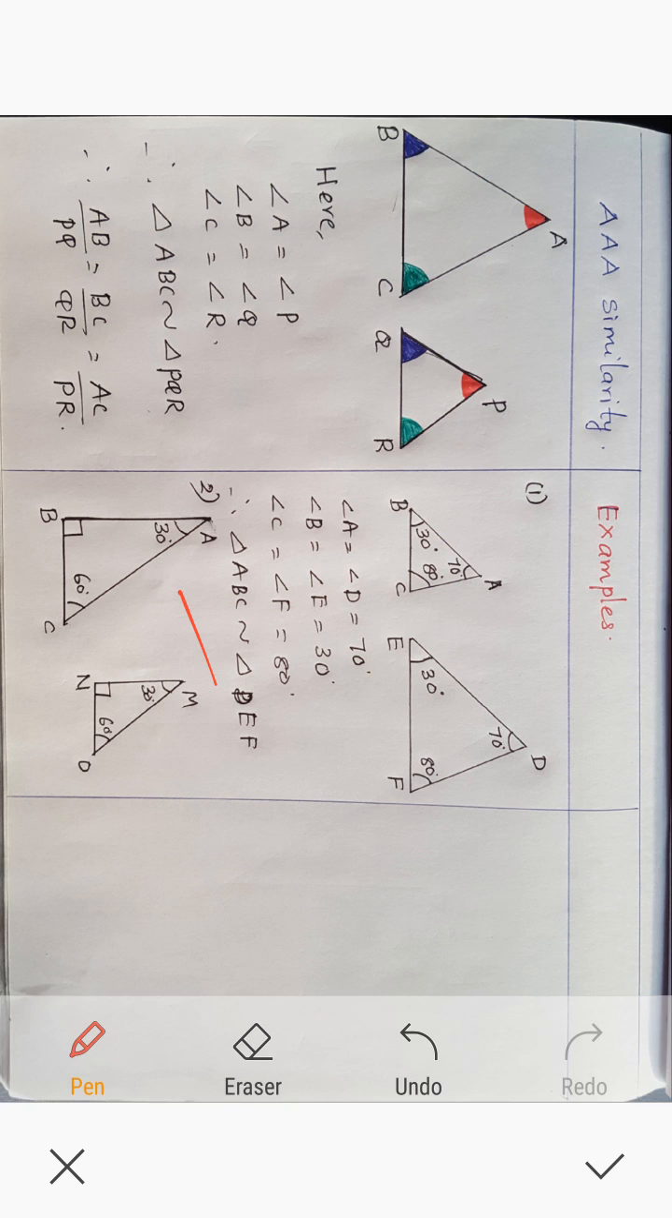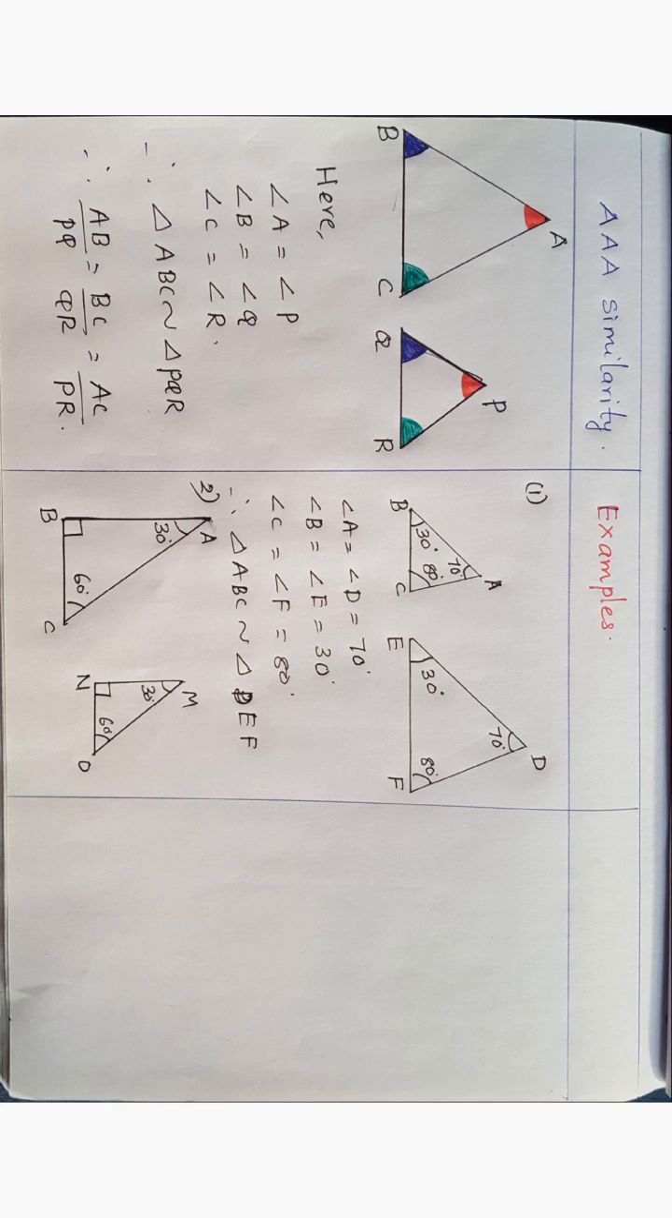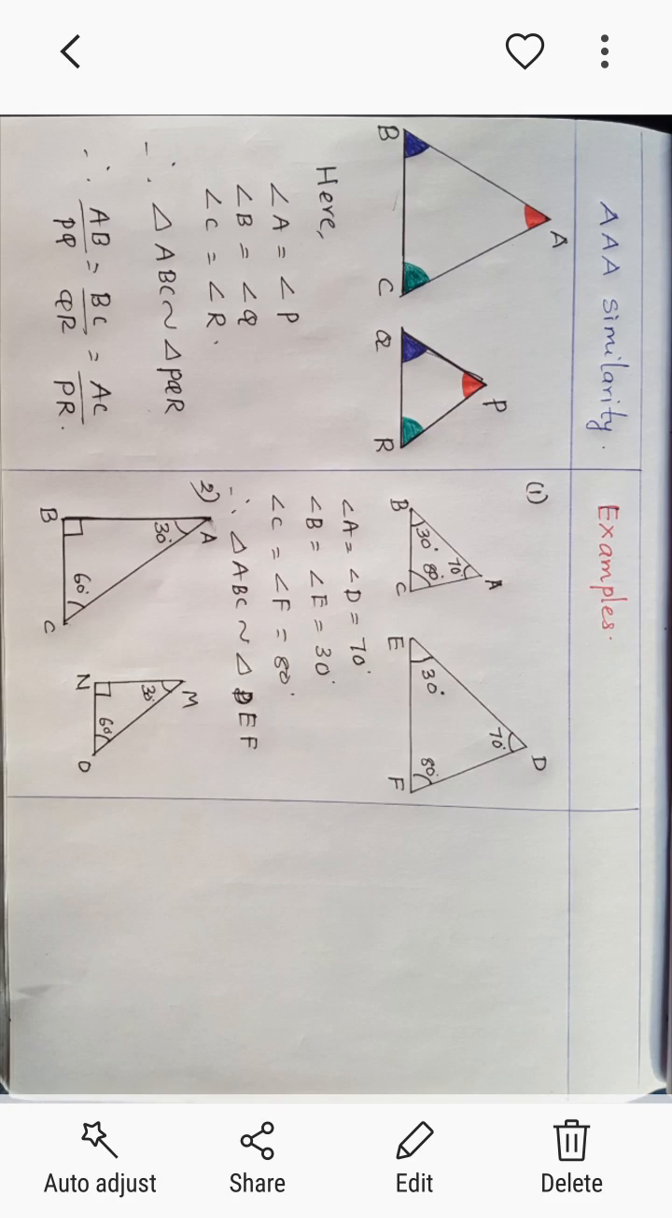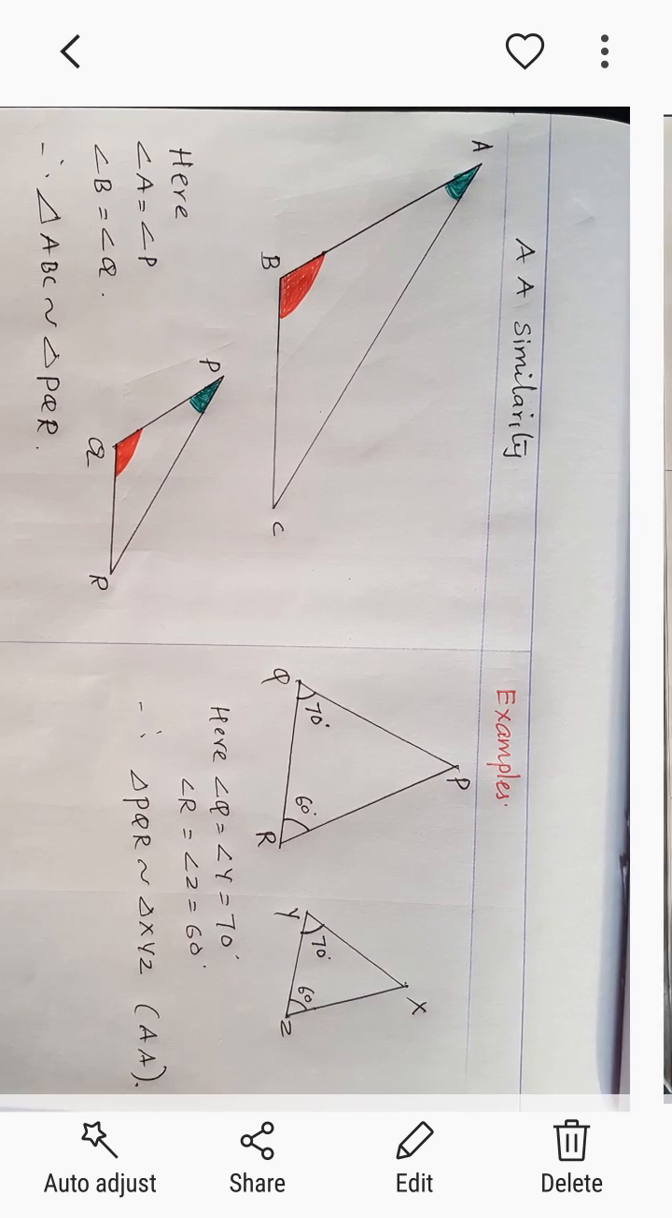In the second example you see, angle A equal to angle M. Angle B is not given as 90 degrees, it is marked as 90 degrees. Angle B equal to angle N. Angle C equal to angle O. Both are 60 degrees. Here A and M are 30 degrees. B and N are 90 degrees. So in this case also the three pairs of corresponding angles are equal. So the triangles are similar. So the first criterion for the similarity of triangles is AAA similarity.